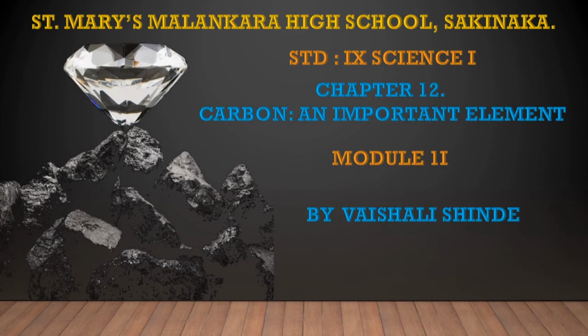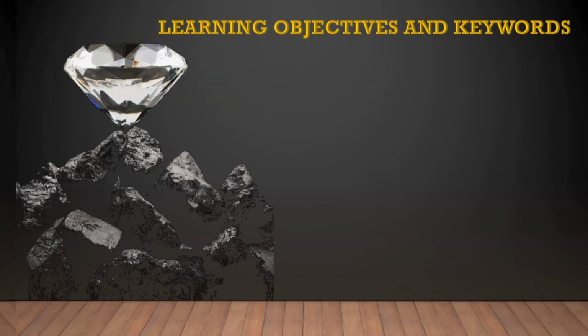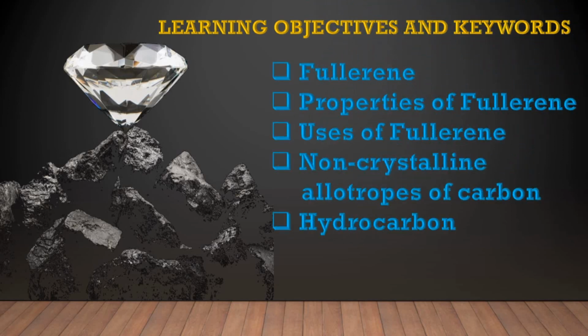Welcome students to the second module of chapter number 12, Carbon and Important Element. In this module, we will learn fullerene, its properties and uses. Also, we will learn non-crystalline allotropes of carbon. In that, we will study coal, charcoal and coke along with its properties and uses.